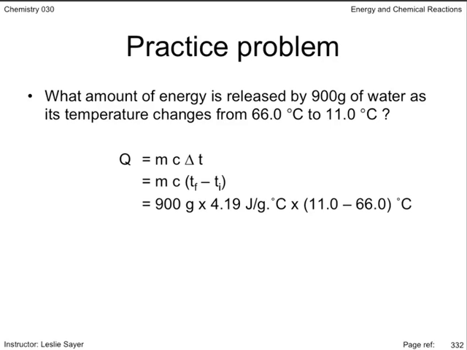Adding in the values, you must make sure that the units of the specific heat capacity found in your data book include the same mass unit as the given mass in the question, that is 900 grams and 4.19 joules per gram degree Celsius.